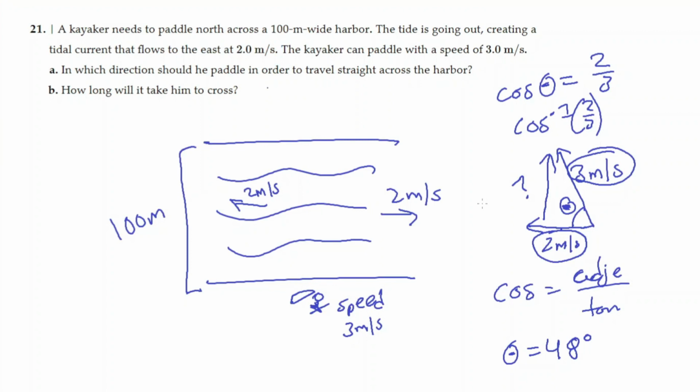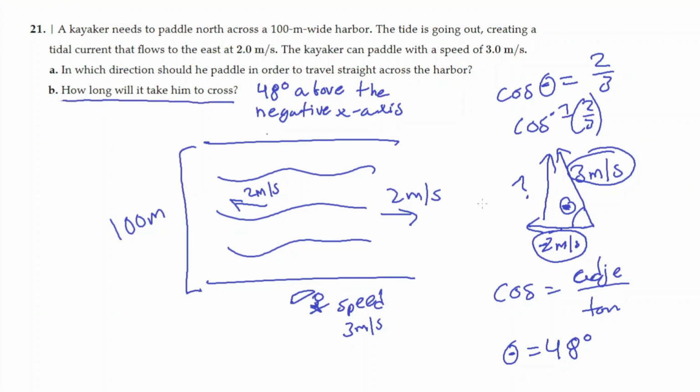So for A, in order to travel straight across the harbor, he's going to have to travel at 48 degrees above the negative x-axis. And I'm saying negative because he's also flowing with the x component of -2 meters per second, because he's paddling to the west, although he's not moving to the west. But that's because of the current flow. Now let's take a look at B.